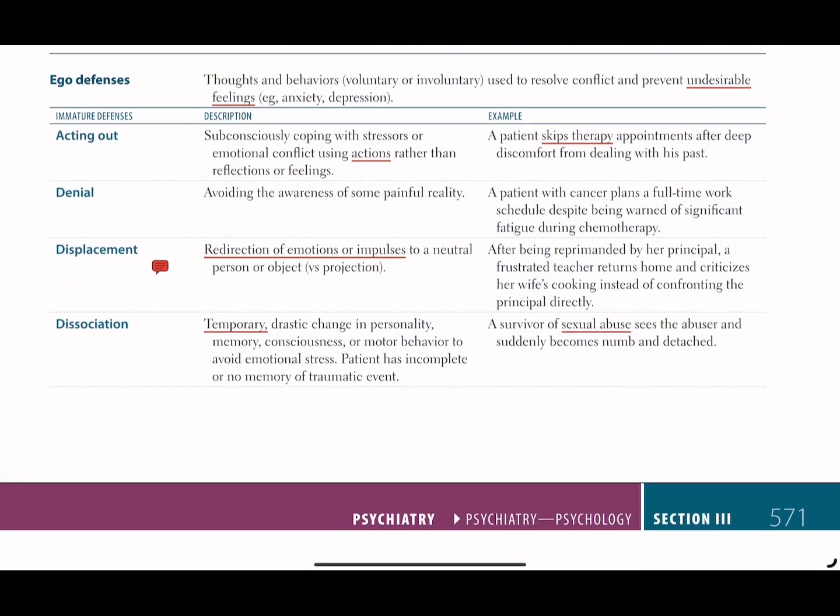Another example is someone going through a divorce who, instead of dealing with it, goes to work as a cashier and starts to deny customers who want to return something. Yeah, this is displacement.